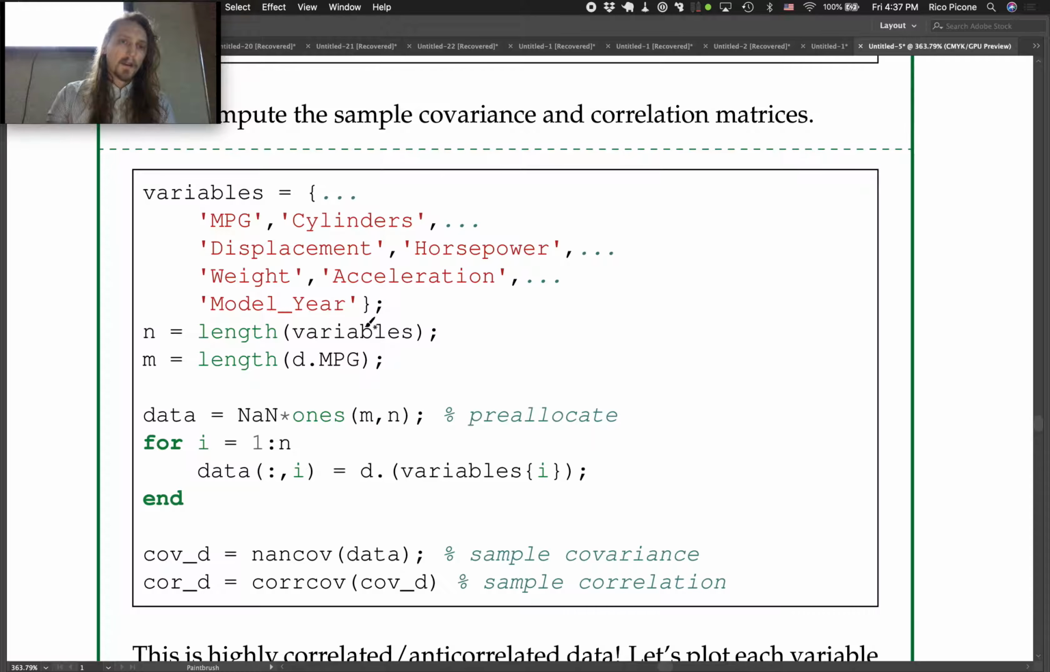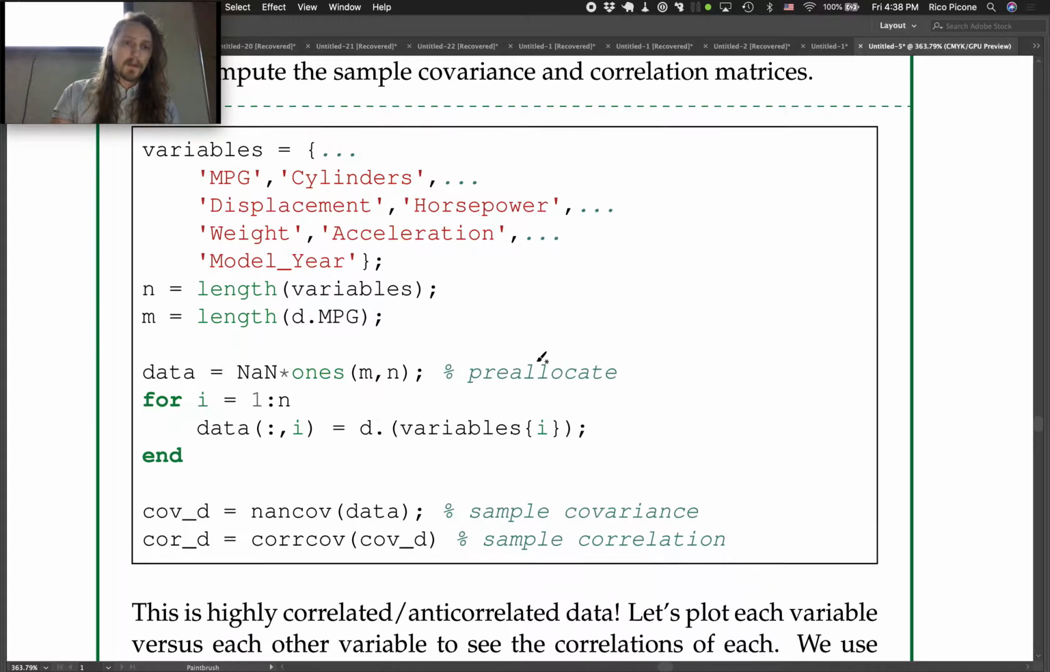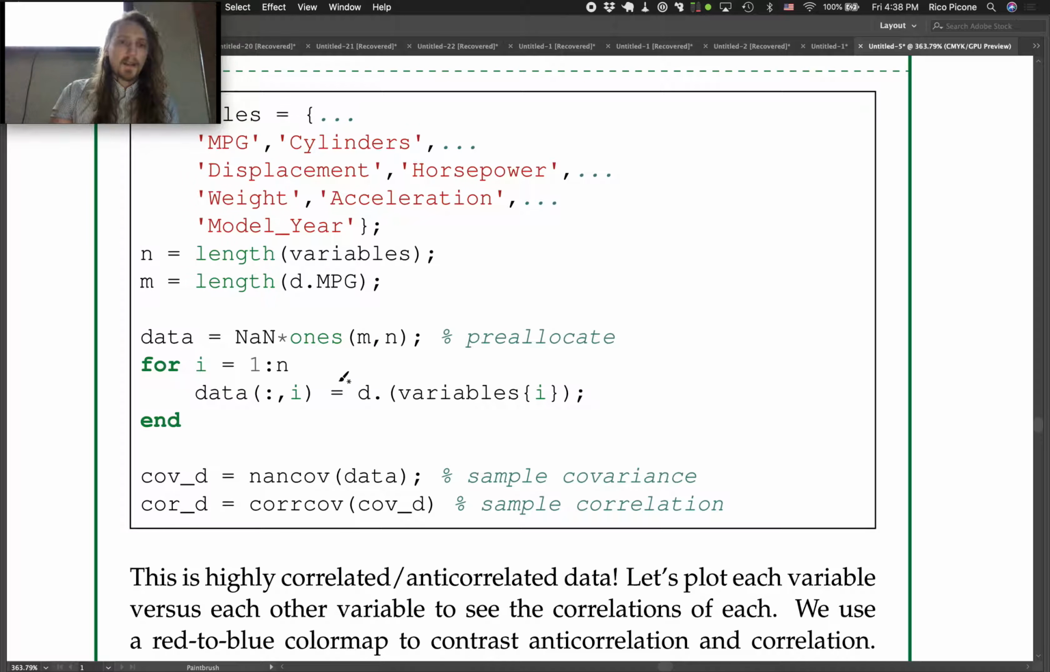So we have miles per gallon, cylinders, displacement, horsepower, weight, acceleration, and model year as our variables. We have n of them total, and we're going to see how long each of these is. You take just one of them and find the length. That's what m is. So we pre-allocate the data.